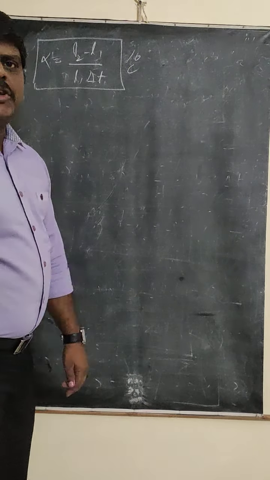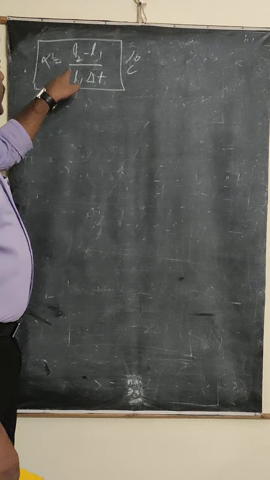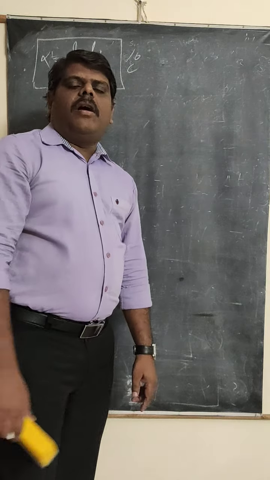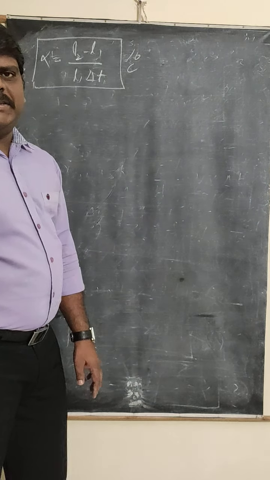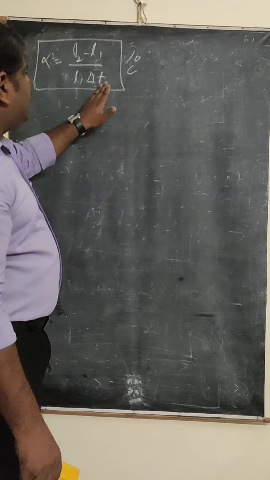The definition is also the same. The ratio of change in length to its initial length per 1 degree centigrade rise of temperature is called the coefficient of linear expansion. Very simple definition. Make the denominator, the temperature difference, equal to 1 unit. Then L2 minus L1 will be the numerator and L1 is the denominator. That is a ratio.